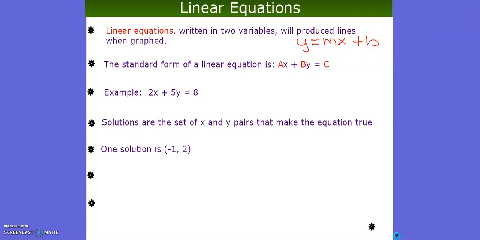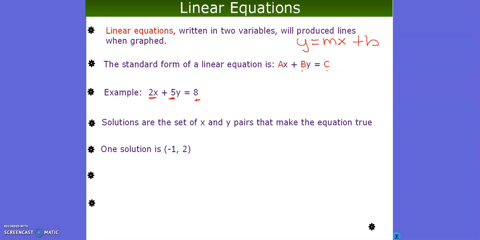The standard form of a linear equation, however, is ax plus by equals c. For example, we have 2x plus 5y equals 8. We can go ahead and replace the a, the b, and the c with numbers, and that will create its own unique line. Solutions are a set of x and y pairs that make the equation true.